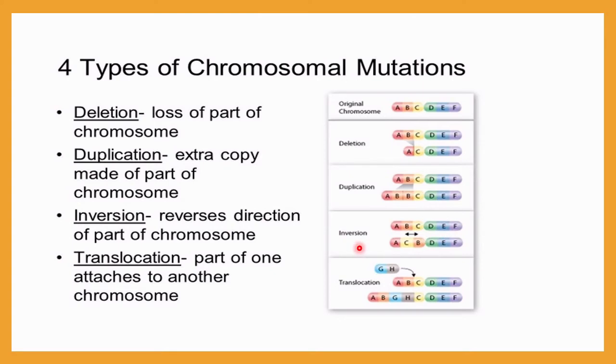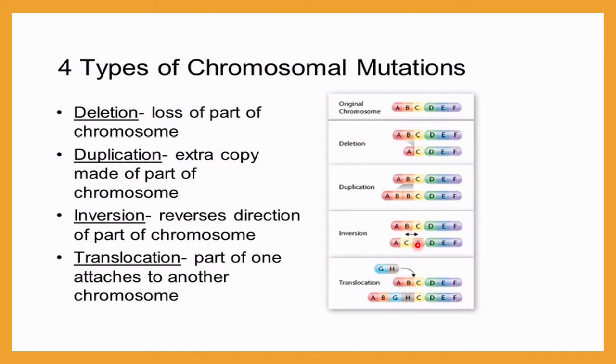But if an inversion mutation occurs, what happens? A, then directly it will read C and then B, because B and C both are inverted. B is replaced with C and C is replaced with B. As a result, you can see inversion occur. So the sequence is now read as A, C, B, D, E, F.